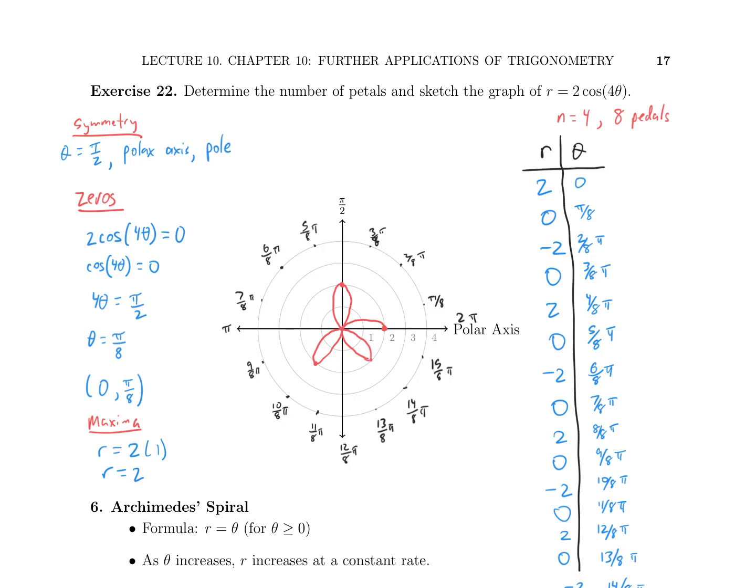And then at 7/8 pi, oh, that's 0. And then at pi, you're going to go to 2. 1, 2 for pi. That's going to start to draw this petal. And then back to 0.